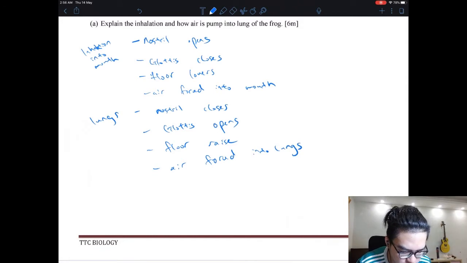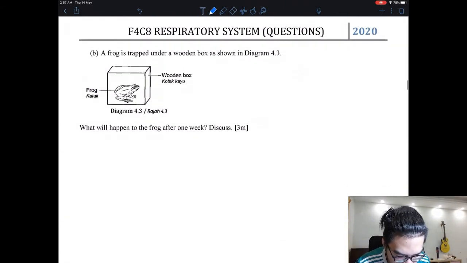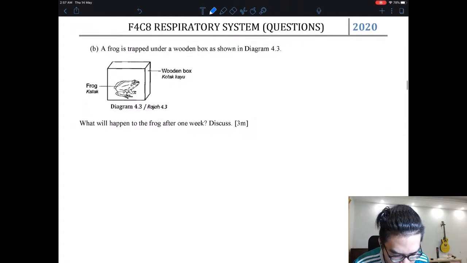Okay, so 6 marks here. Trapped in a wooden box, what will happen to the frog after a week? Okay, discuss. You can say the frog will die. Okay, the frog will die. Or you can say suffocate.